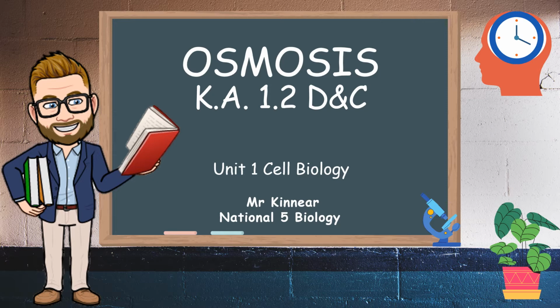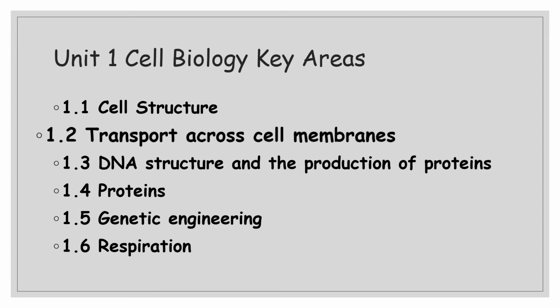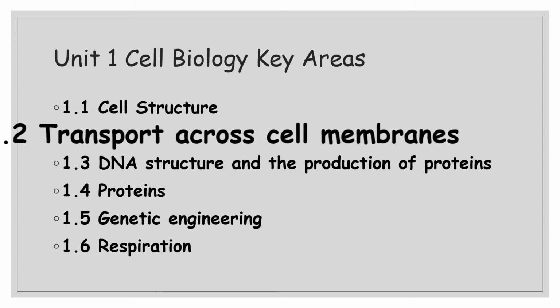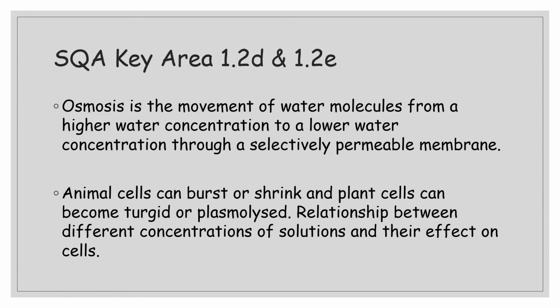We're on Unit 1, Cell Biology, and today we're looking at osmosis, which again is part of Key Area 1.2, and it's learning points D and C. So this is the third of our videos looking at Key Area 1.2, transport across cell membranes. We've looked at the structure of membranes, we've looked at diffusion. We're now going to look at osmosis today. And here's what that looks like on the SQA documentation. So at 2 points, osmosis, what is it? And also how it impacts on animal and plant cells.